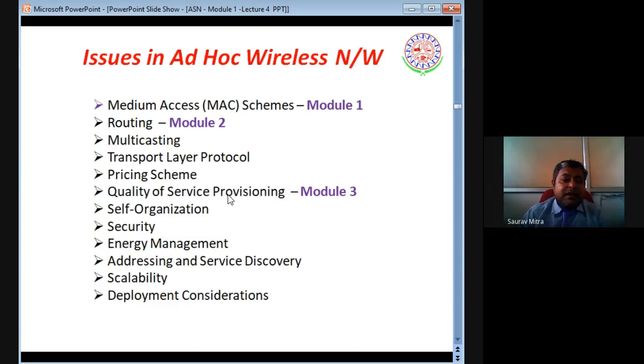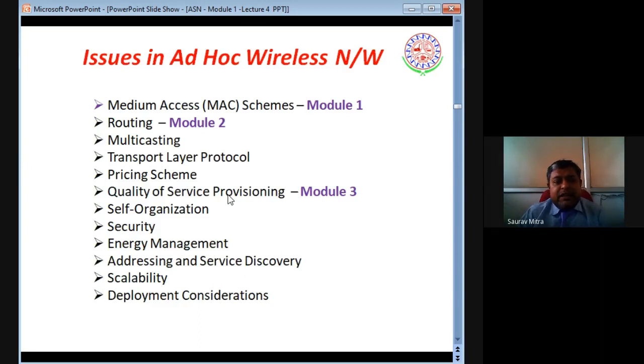So if all these three things are maintained, there are a lot of other parameters of QoS, but if these three things are maintained, we can say we are offering a certain kind of QoS. So QoS is the service quality that we are offering to our customers, whoever is using our network.